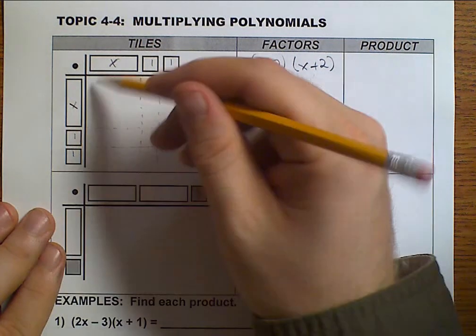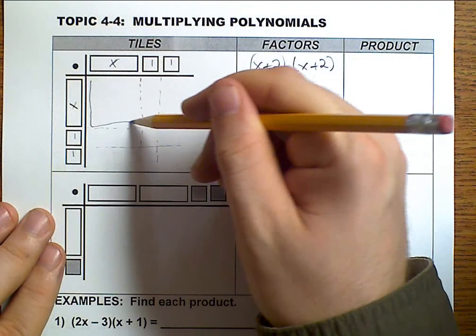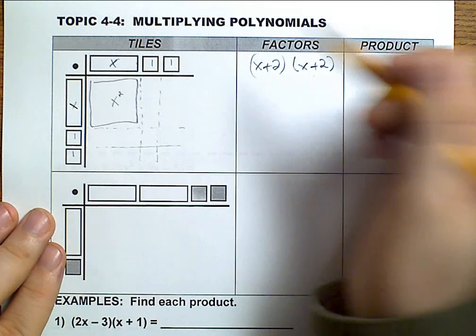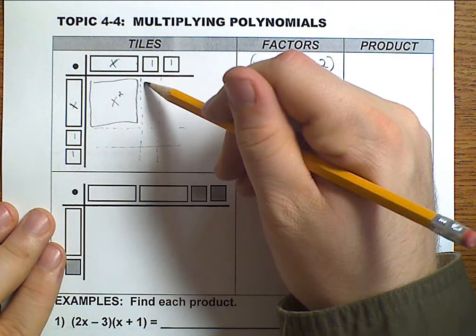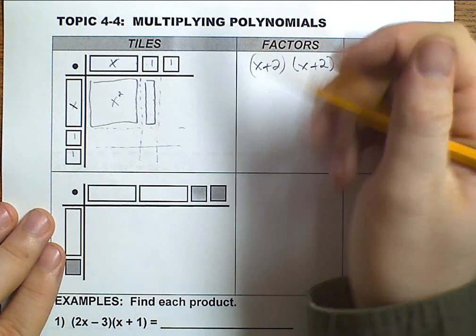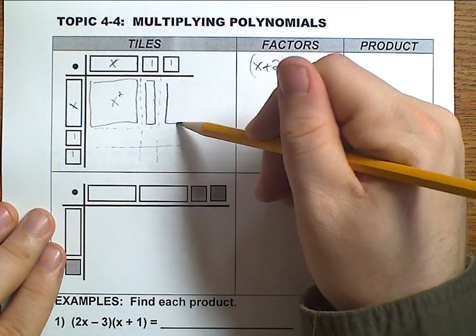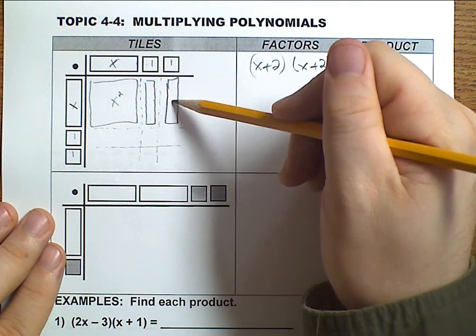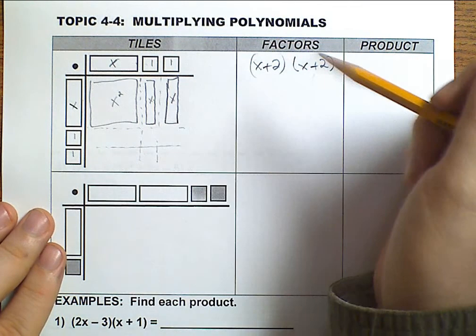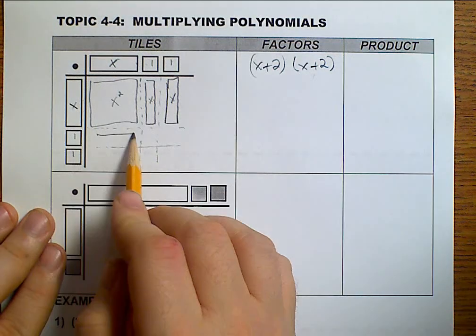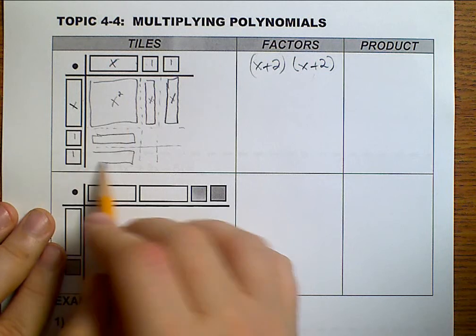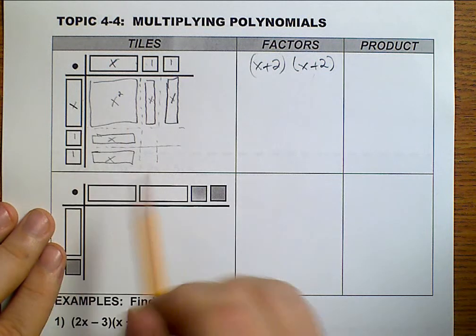Here, we have a big box, because x times x makes x squared. Here we've got a long skinny box, because x times 1 makes x. And here we've got another long skinny box, because x times 1 makes x. Now down this row, x times 1 makes x. X times 1 makes x. And 1 times 1 makes 1.